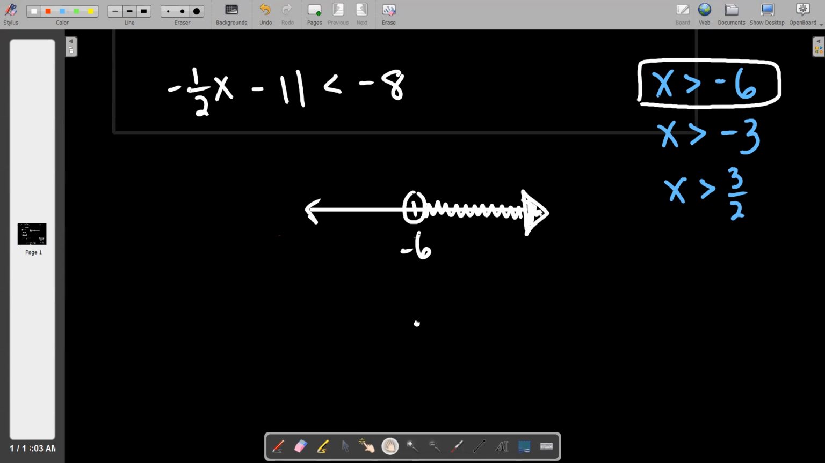Okay. Good job. If you got that, good job. If you didn't, I hope you know why and that you're able to fix that going forward. Next one. I have 5x minus 12 is at least x minus 10. That's a big minus sign. That minus means business.